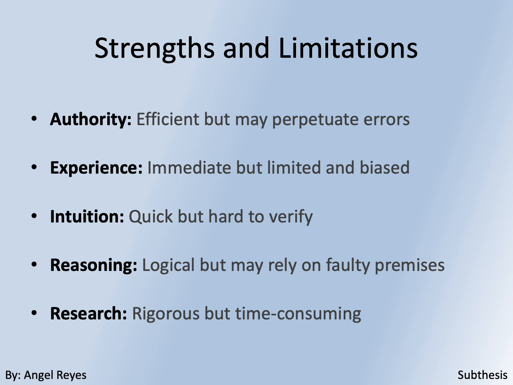Each way of knowing has distinct advantages and disadvantages. Authority-based knowledge is efficient, but may perpetuate errors if not critically examined. Experiential knowledge is immediate and personally compelling, but limited and potentially biased. Intuition provides quick assessments, but is difficult to verify or communicate. Reasoning is logical and systematic, but may build on faulty premises. Research is rigorous and transparent, but time-consuming and resource-intensive. Recognizing these trade-offs helps us choose appropriate ways of knowing for different situations and combine them effectively.